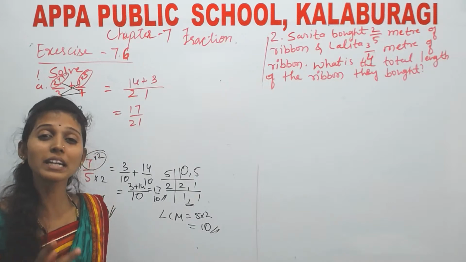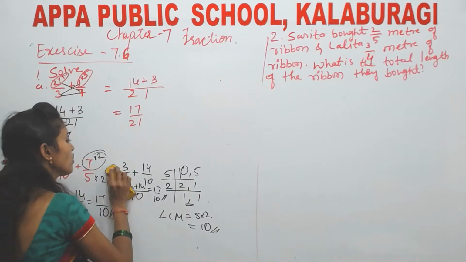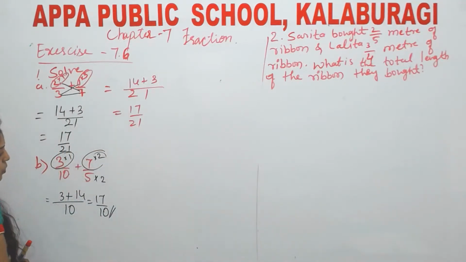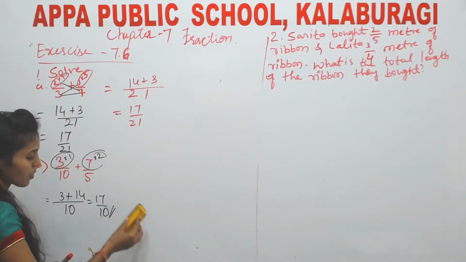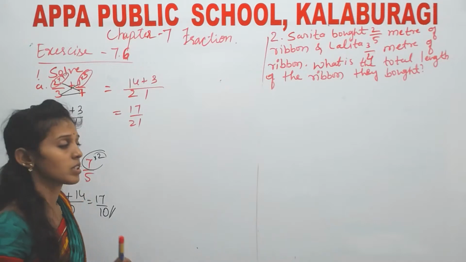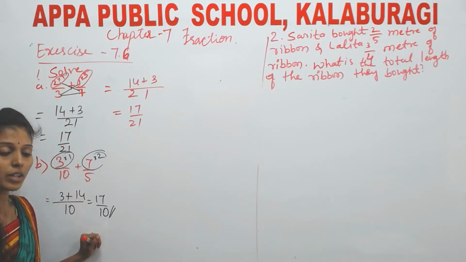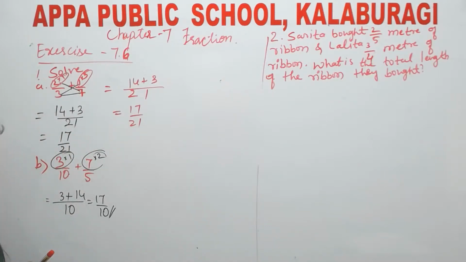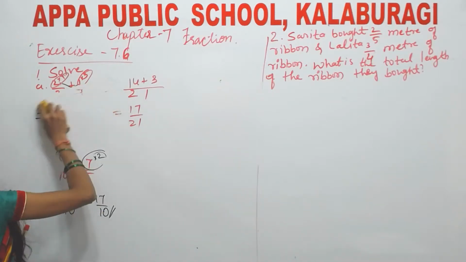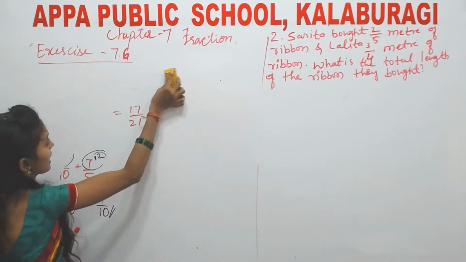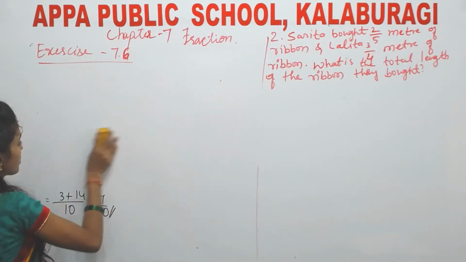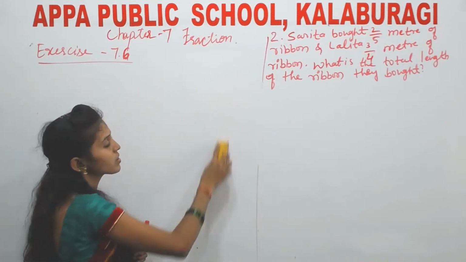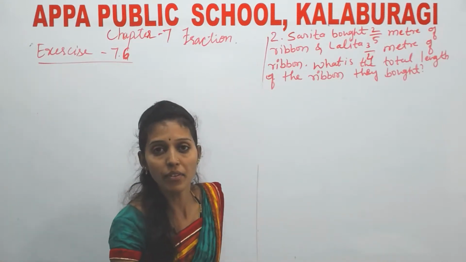See, there are plenty of methods. Whichever is easy for you, you can use. For a few problems I'll use cross multiplication, and for a few problems the LCM method. If denominators are co-prime, I use the cross multiplication method. If denominators are not co-prime, then I use the LCM method. Is it okay?